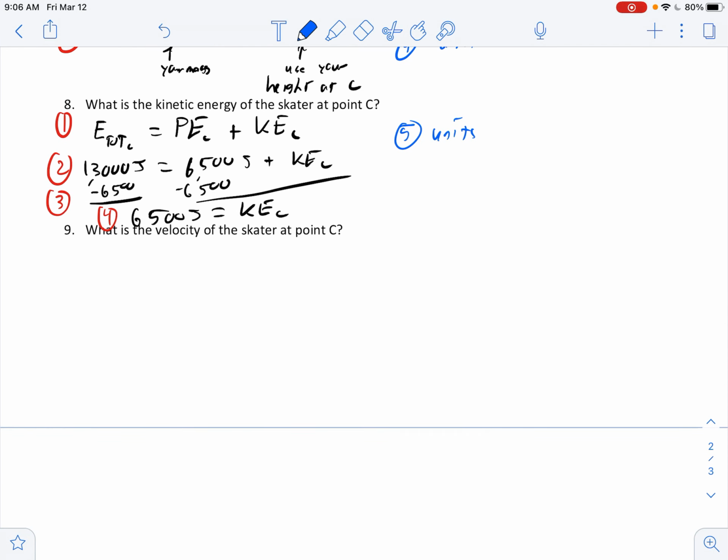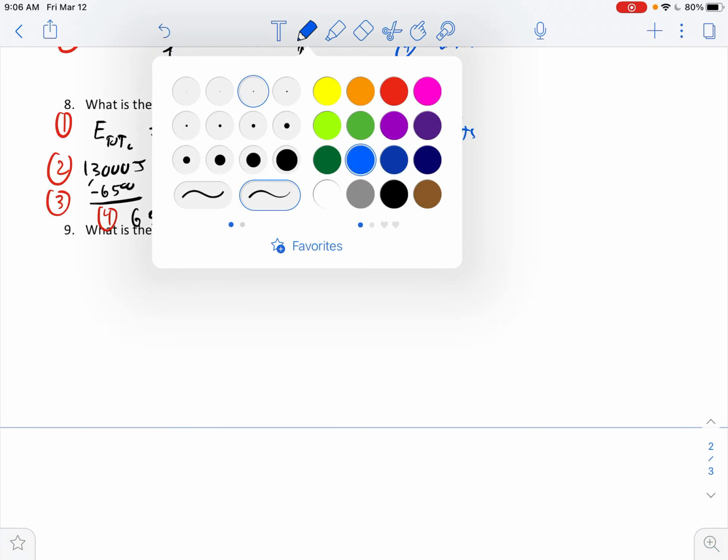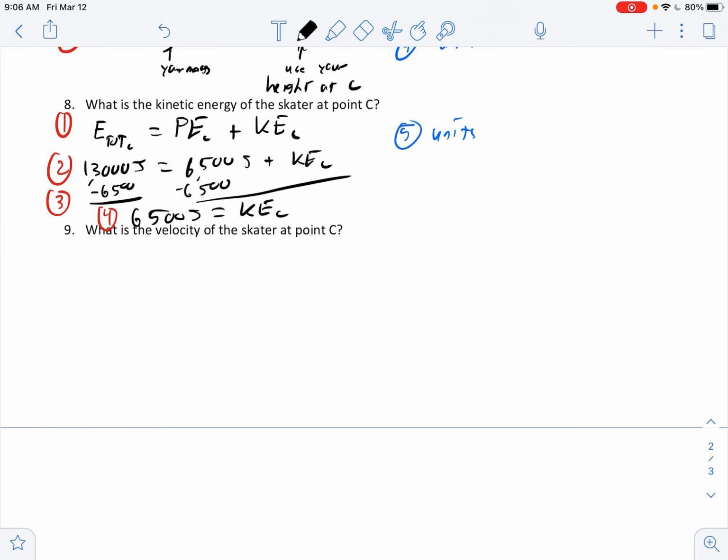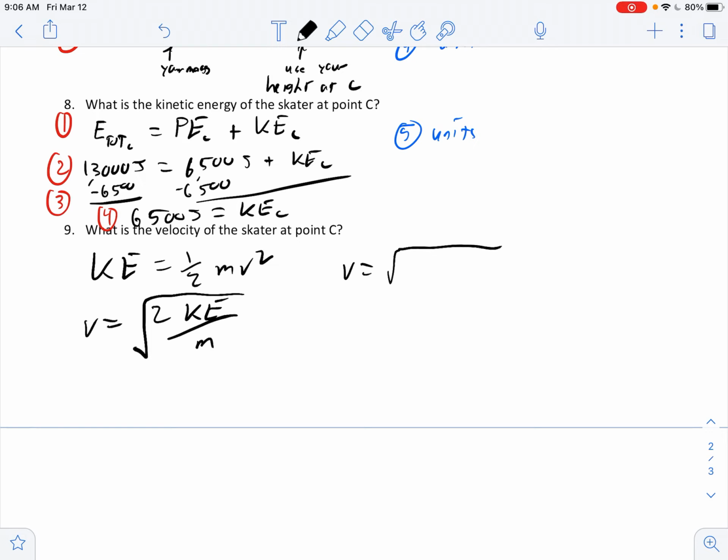Okay, and then last but not least, what's the velocity of the skater at point C? All right, so we've kind of been through this, but this is kinetic energy, which is defined as 1/2 mv squared. Okay, we can manipulate it, and again, the algebra is on you. You're welcome to sub in numbers and do the algebra as well, but I think if you're organized and you have good notes, you should be rewarded. So 2 times 6,500 joules divided by your mass.